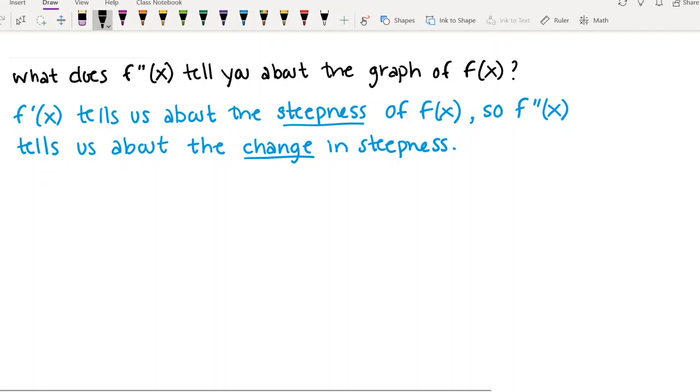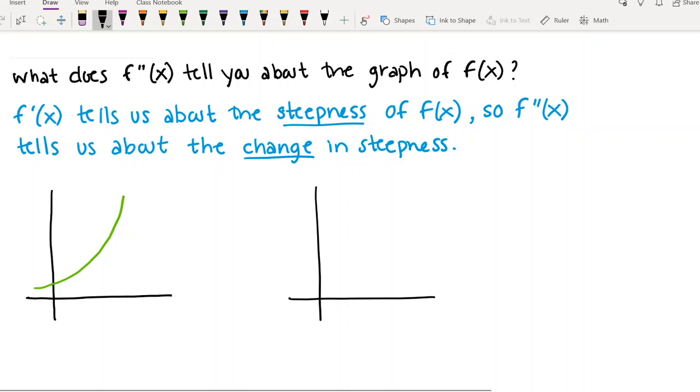So I want to sketch a couple of examples of functions and use them to see how the second derivative is different in these two different cases. So this is going to be one example, and then this is going to be another example. So both of these graphs are increasing, right? They're both going up from left to right. But what's different about them?